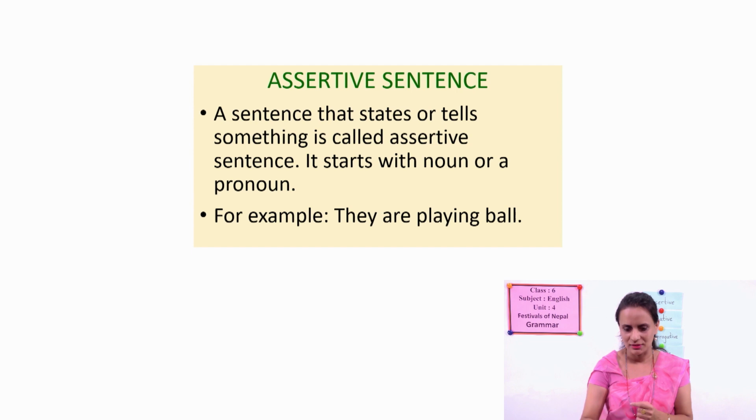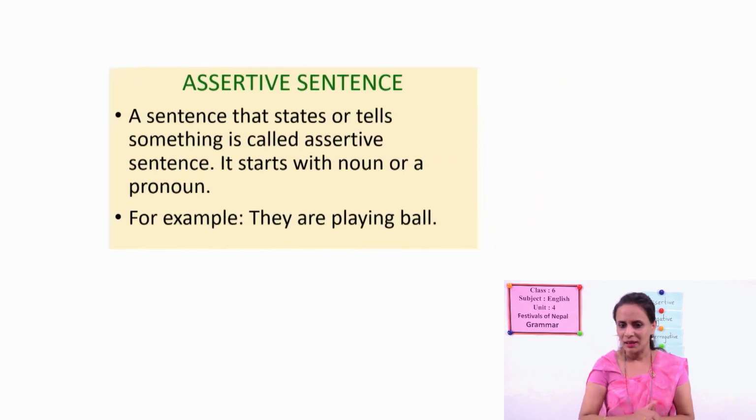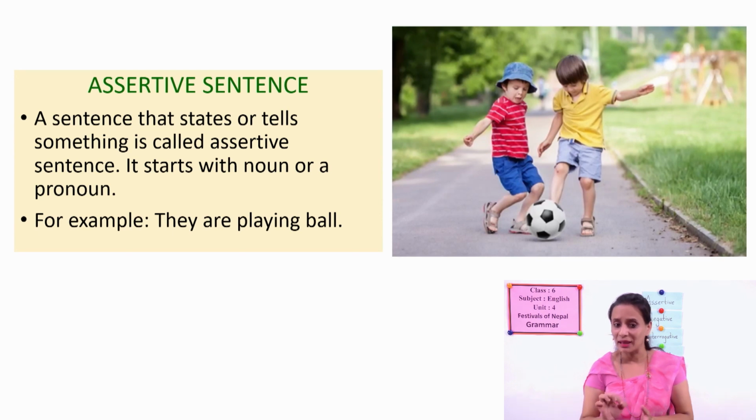Let's see the example here. For example, they are playing ball, isn't it? What are they doing? They are playing ball. It is telling something, it states something. That kind of sentence is called an assertive sentence. And you can see it starts with a noun or a pronoun. They, what is it? It is a pronoun. Very good. They are playing ball. It starts with a pronoun, and it is telling something.